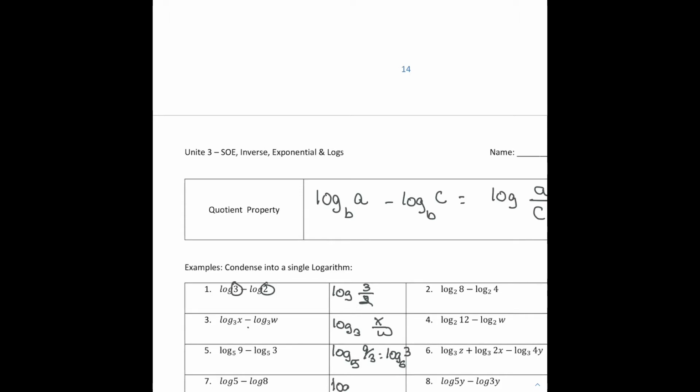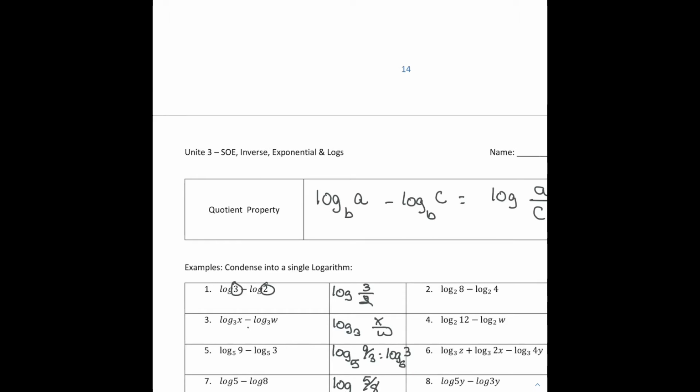This is log 5 minus log 8. Why did I do that? I don't know. And it's early in the morning where I am, so there's no telling what's going to happen by the end of the day. There we go.